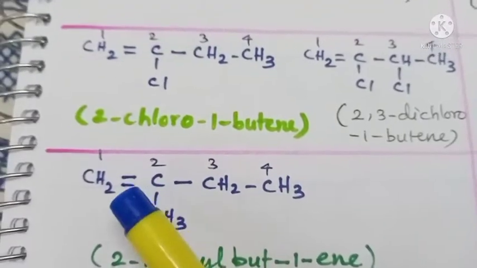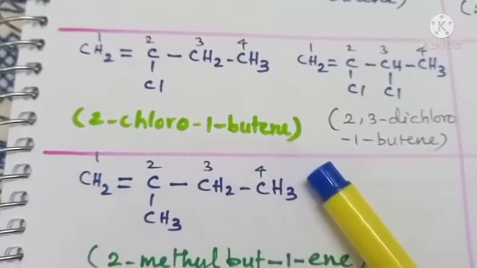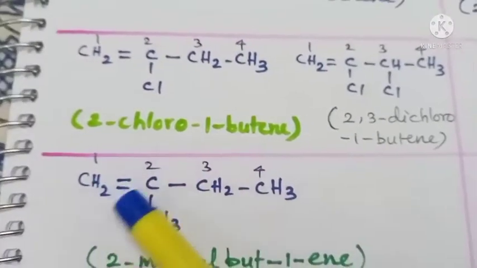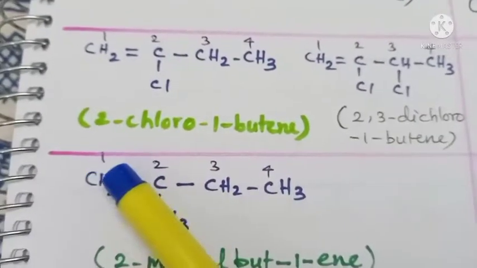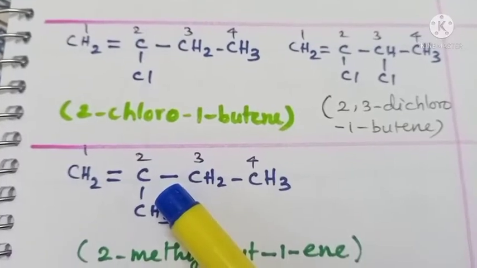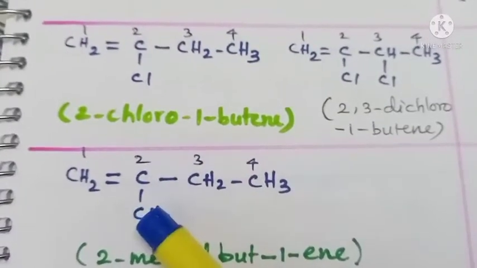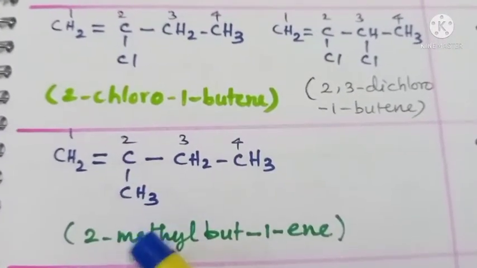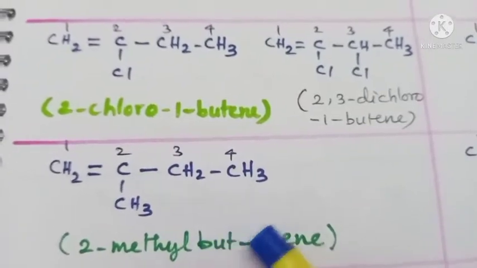A branched alkene, isn't it? So this is the longest carbon chain, 4 carbon. So it is supposed to be butene. Double bond first carbon, 1 butene. This is a substituent, methyl group. Methyl 1 butene. Methyl group at second carbon, isn't it? So the name is 2 methyl 1 butene or 2 methyl but 1 ene. Okay, a very simple compound.